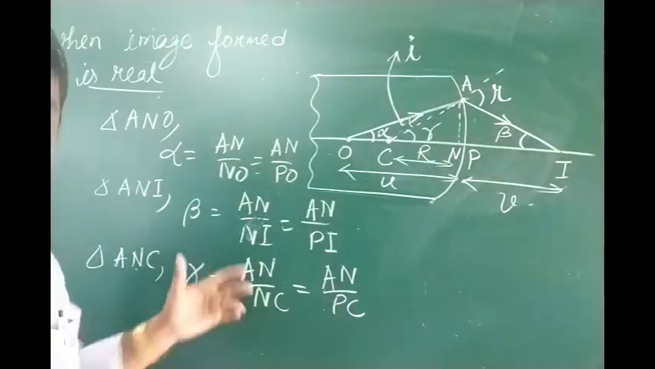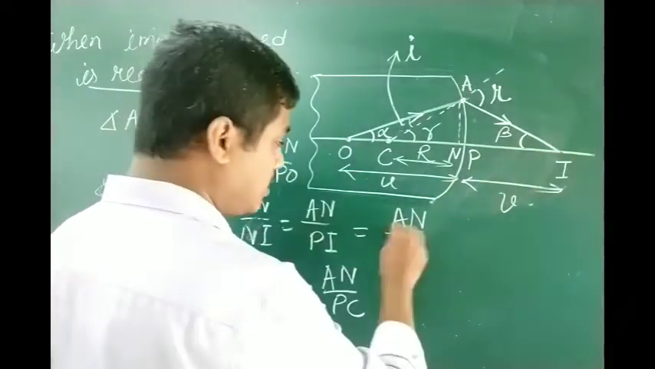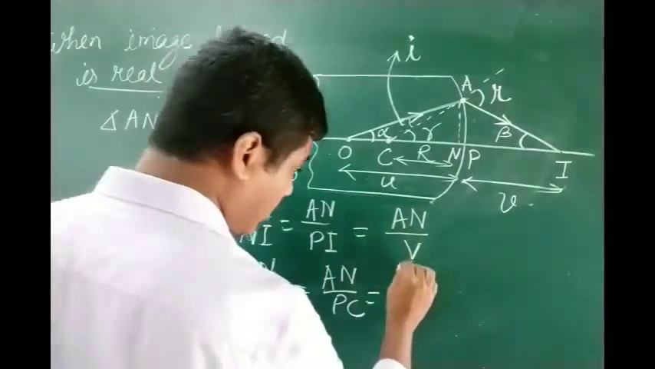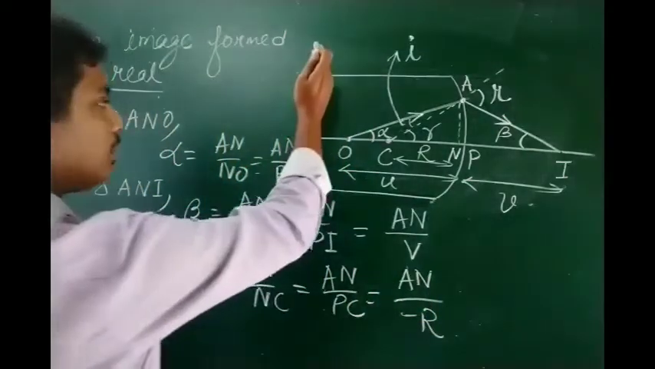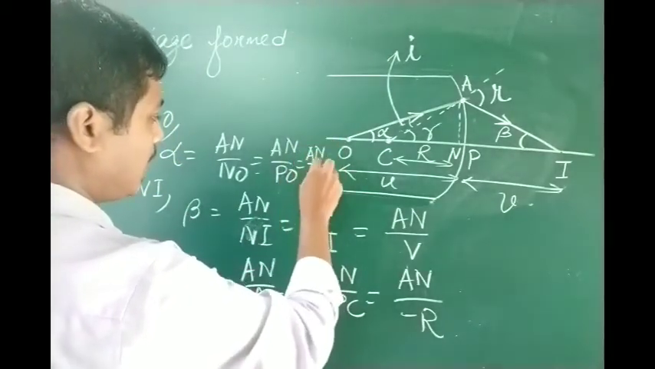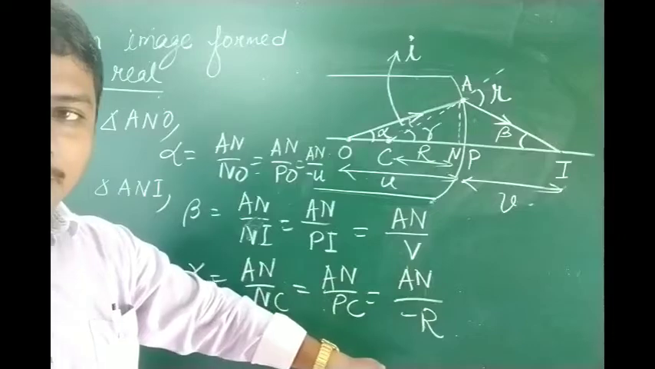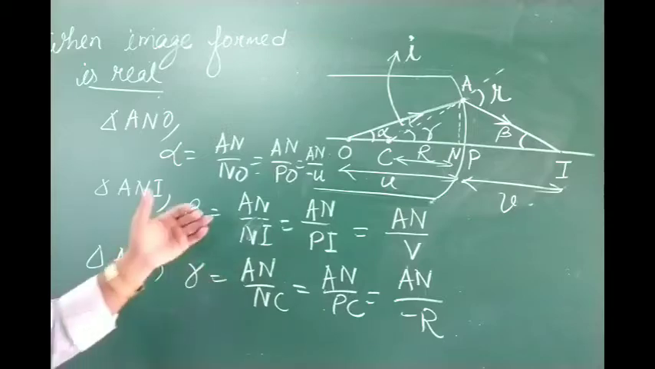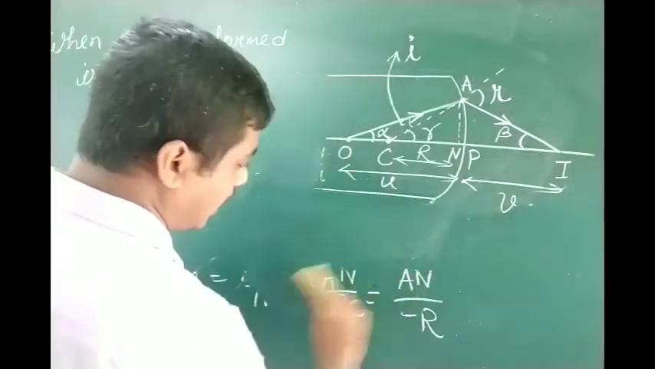Now if I go on putting the values here, AN by PI, since your image is on the right hand side, this will be plus v. AN by PC is on the left hand side, so according to sign convention we have to use minus, so this will be minus R. And AN by PO will be AN by minus u. So we have AN by minus u, AN by v, and AN by minus R. Now pause it, you can write this part first. Now I am moving to the next part: let us calculate the values of i and r.